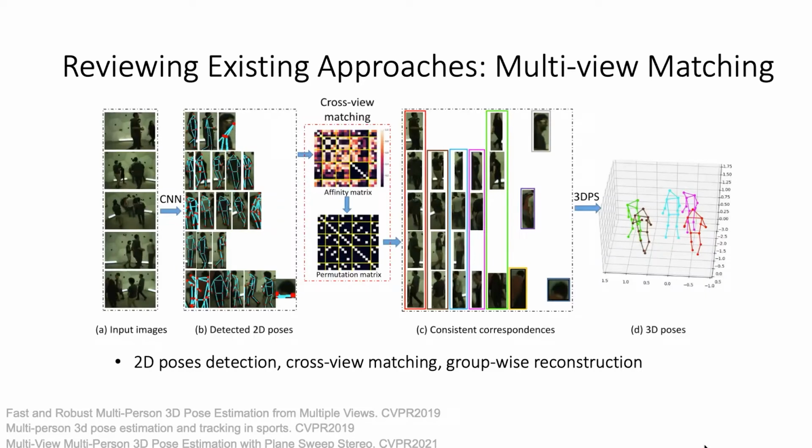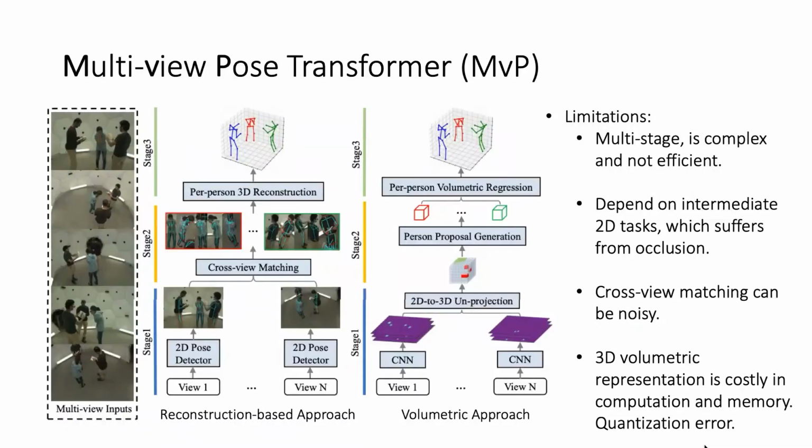The second approach is multi-view matching. It first detects 2D poses for each camera view, and then performs cross-view matching to find the 2D poses of the same person across views. With the grouped 2D poses, it then reconstructs them to get the 3D pose of different persons.